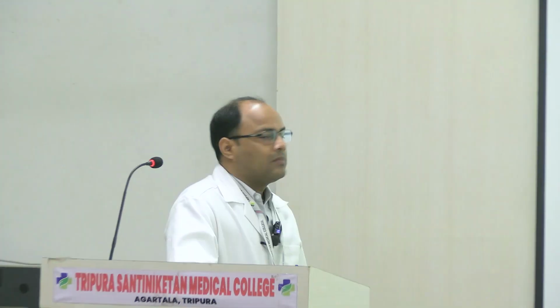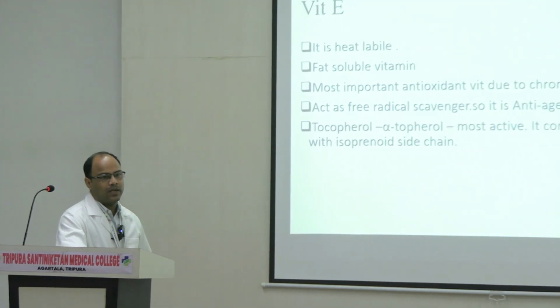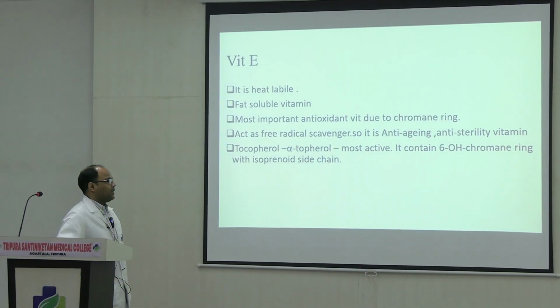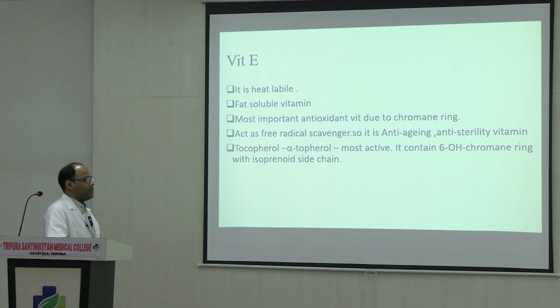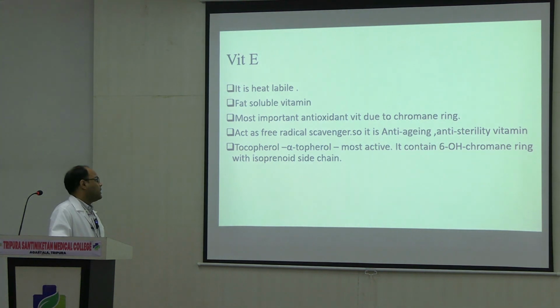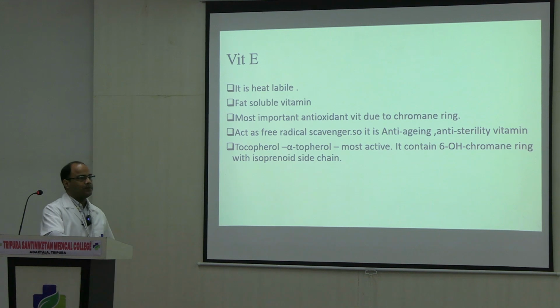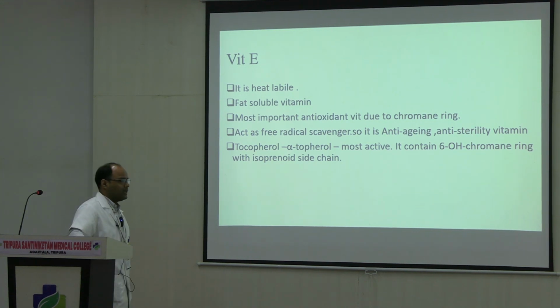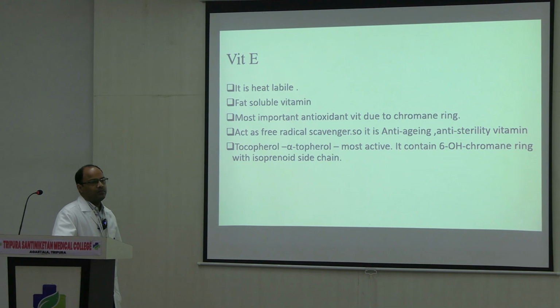What is RNS? These are free radicals which contain nitrogen compounds, called reactive nitrogen species. Vitamin E is heat labile and fat soluble, and it has a chromane ring. What is a chromane ring? I am coming to it later. But this is the most important antioxidant in our body. It acts as a free radical scavenger, so it works as an anti-aging, anti-sterility vitamin. Vitamin E is also called the anti-sterility vitamin.